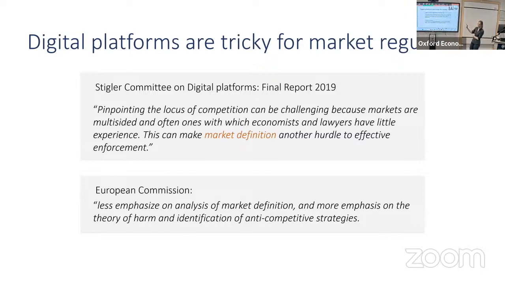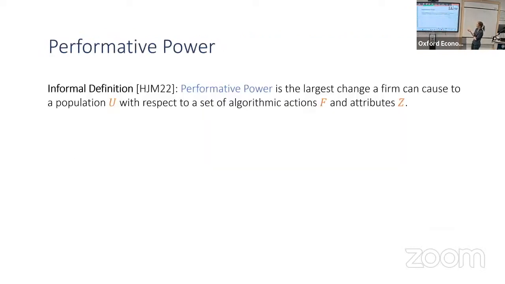So that's the context you should have in mind for what I'm gonna talk about next, which is a definition of power. It's by performativity, so by performative prediction. It's basically what I said before, turning it a bit on its head. So we say performative power is the largest change a firm can cause to a population with respect to a set of actions and attributes. So it's some sort of causal notion. You define a population you're interested in, you take a firm, you look at their actions, and you see how much change they can cause.